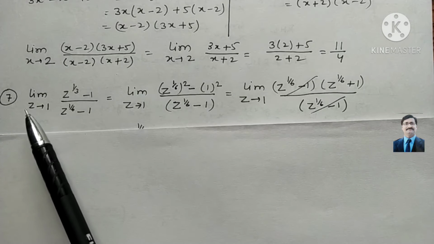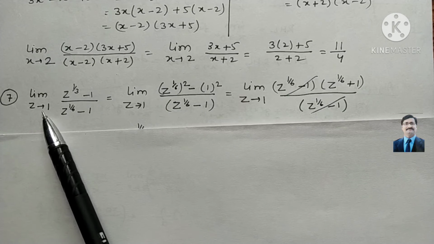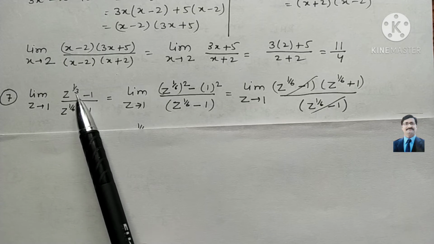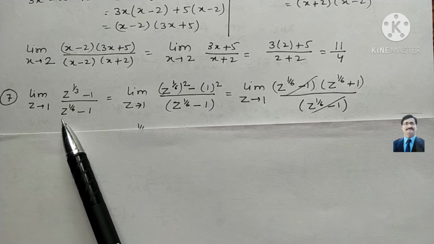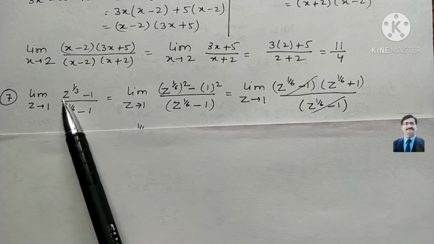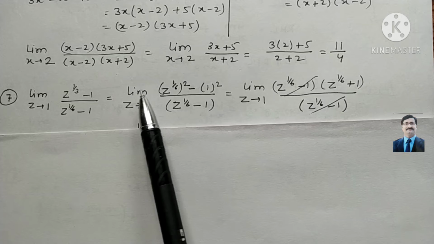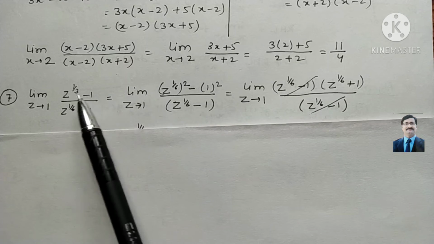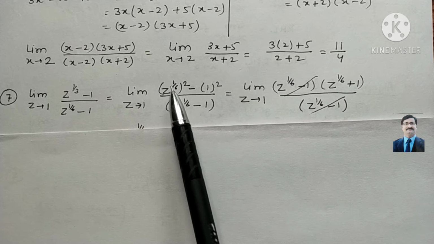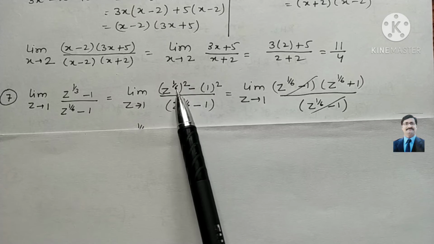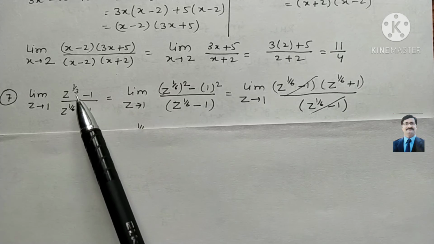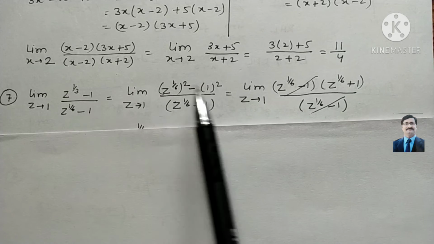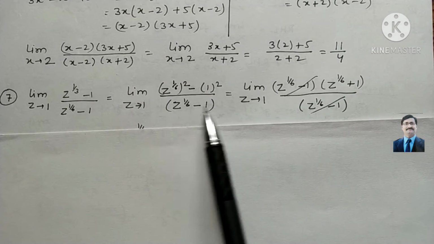Same as it is, one more question: limit z tends to 1, z power 1 upon 3 minus 1 upon z power 1 upon 6 minus 1. Look here, we can write the numerator in this format: z power 1 upon 3 we can write as z power 1 upon 6 whole power 2. So we can cancel this 6 and 2, and again we get 1 upon 3. And 1 we can write as 1 square, and the denominator we write as it is.